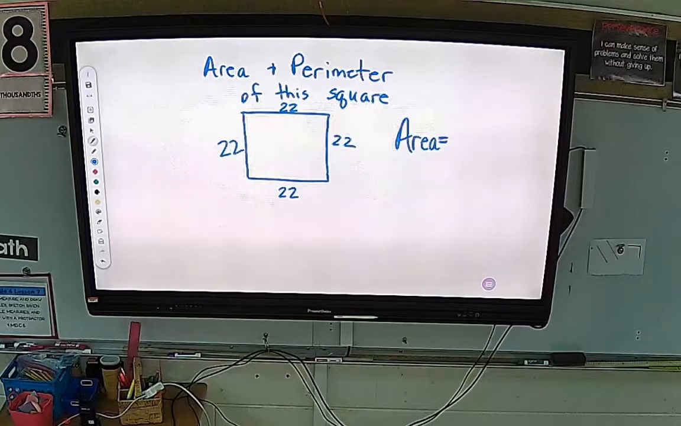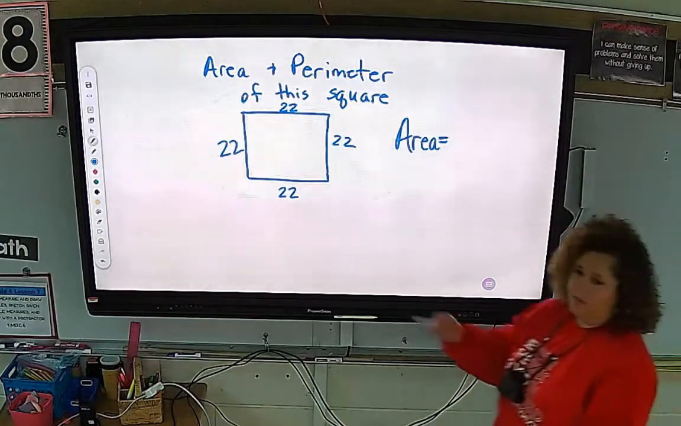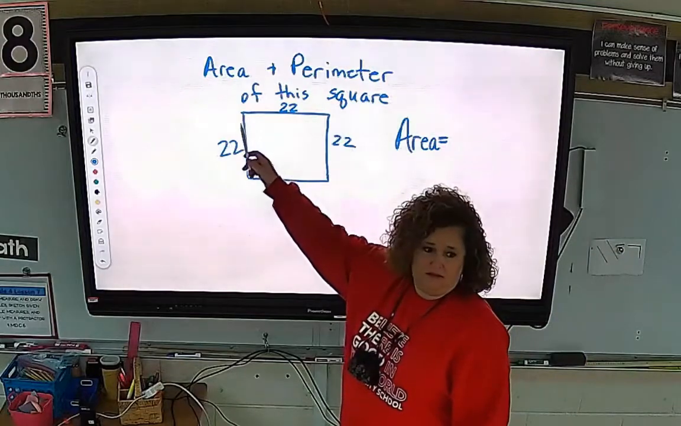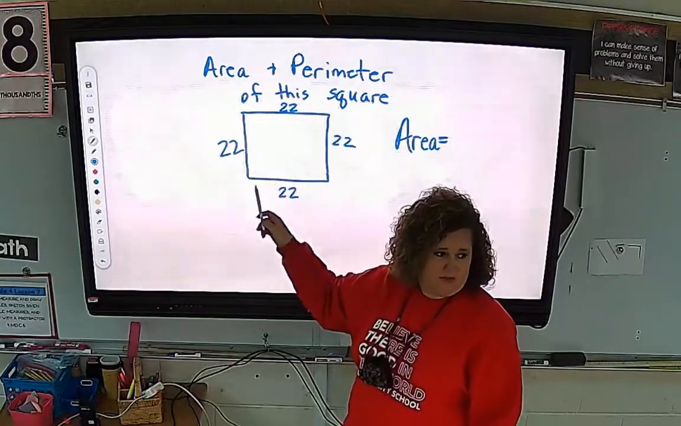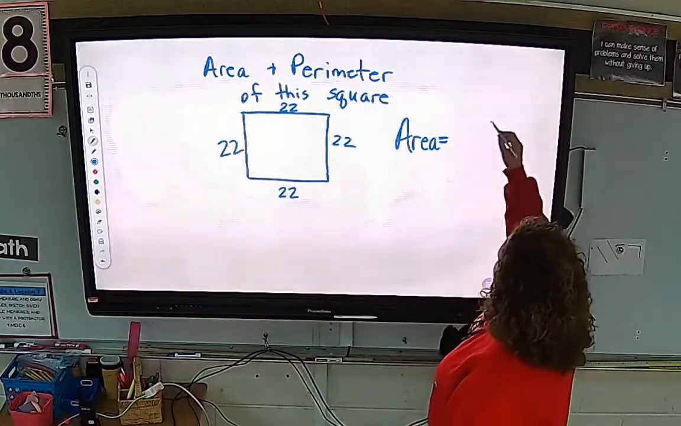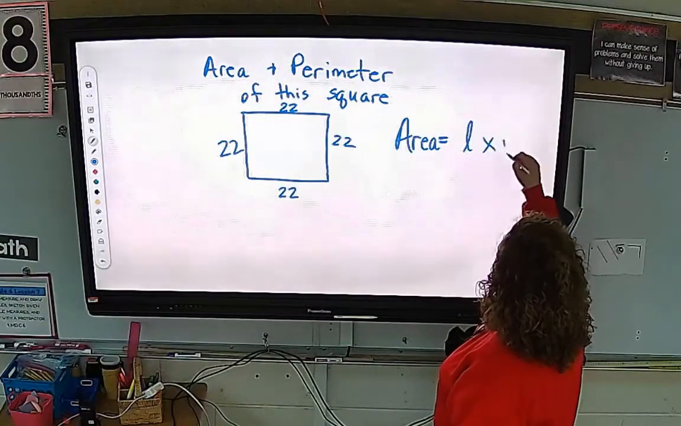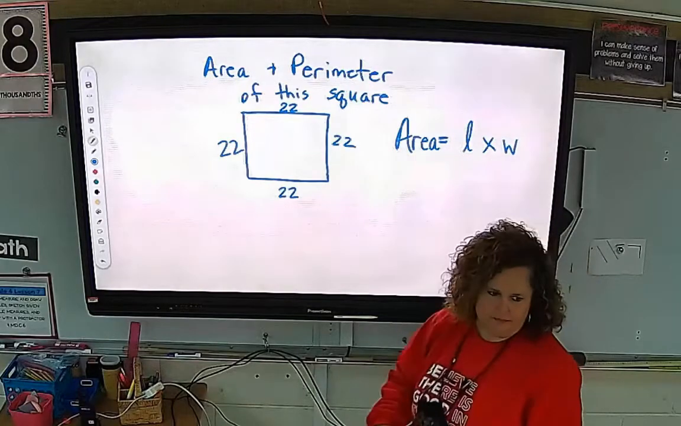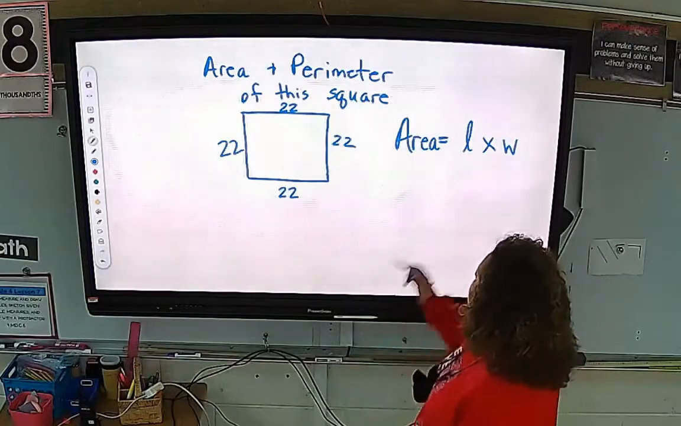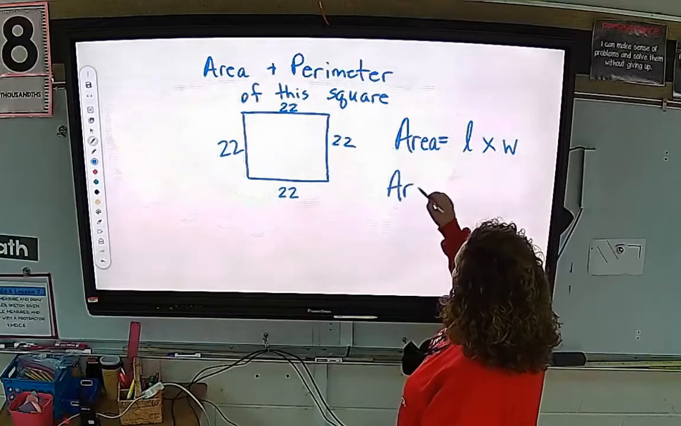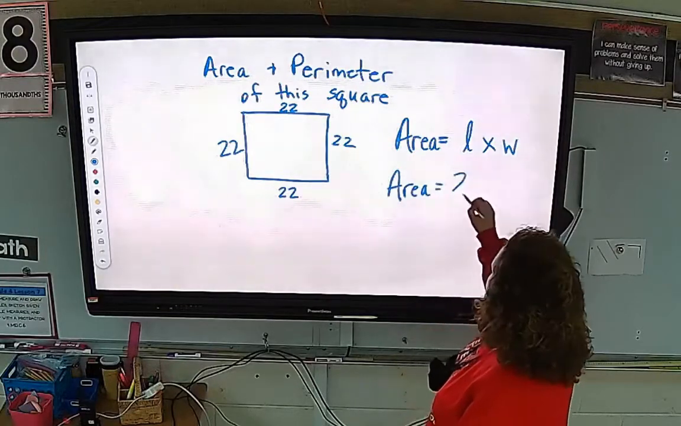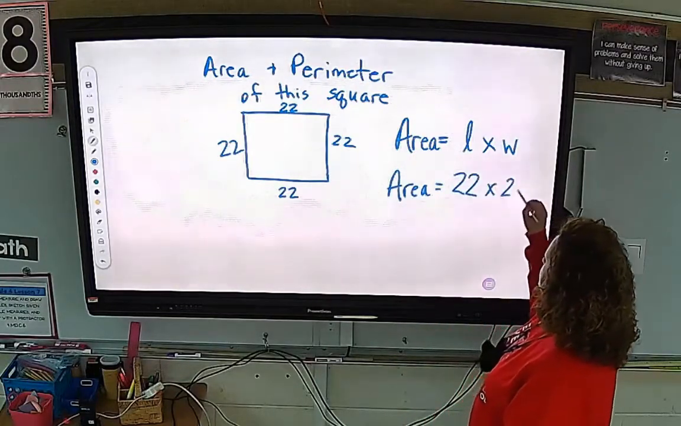How do I find the area? And can't we do that now? Yeah. Okay. Because the formula is the length times the width. So the area would be the length, there's an L, times the width. That's just kind of like abbreviations for those things. So the area would equal 22 times 22.